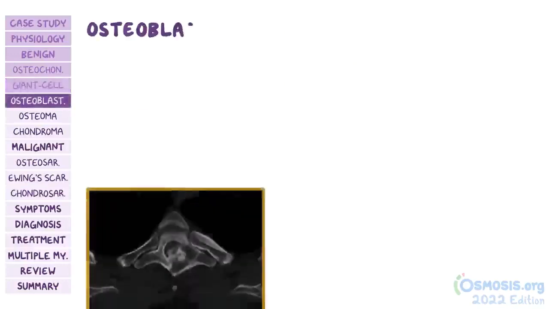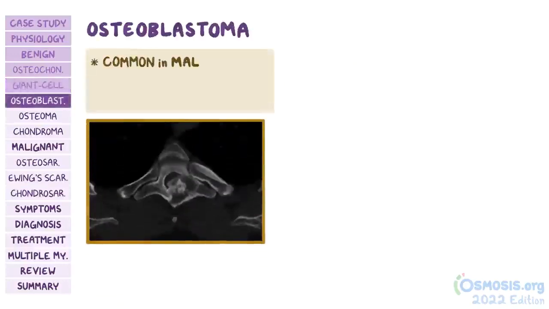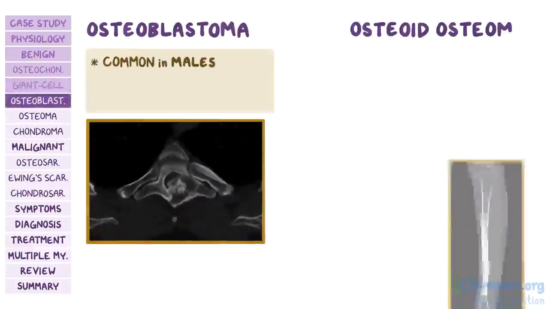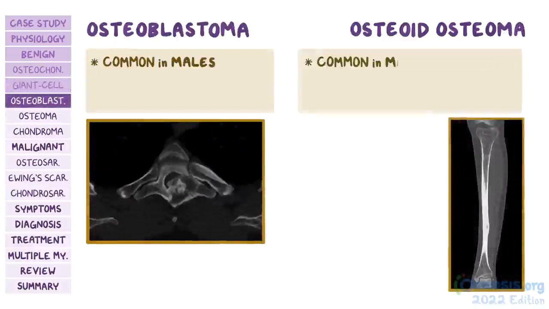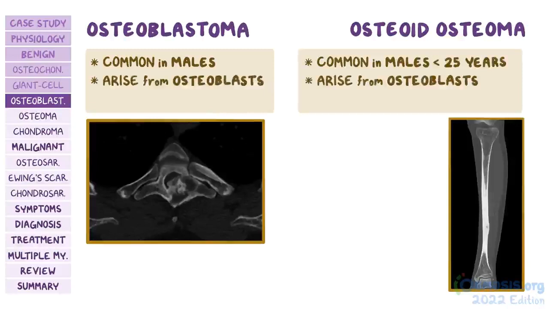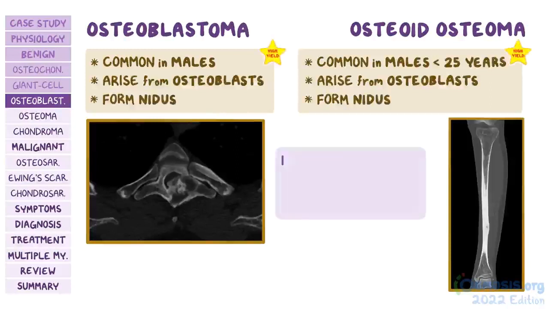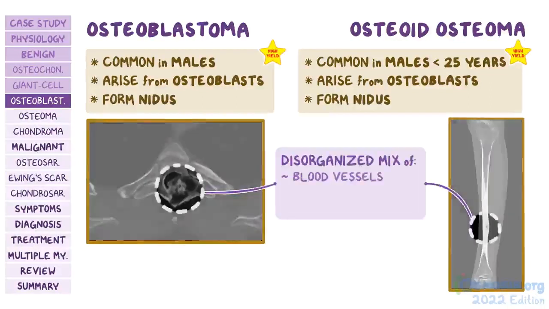Next, we have osteoblastoma, which is more common in males, and osteoid osteomas, which are also more common in males, but more frequent in those under 25 years of age. A high-yield concept is that both of these tumors arise from osteoblasts, and they form a nidus, which is a disorganized mix of small blood vessels, tiny rods of bone called trabeculae, and unmineralized bone tissue called osteoid.